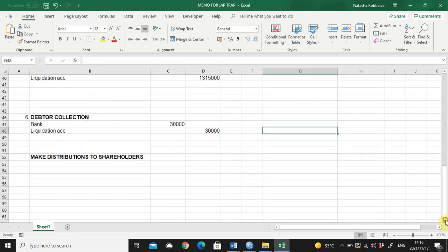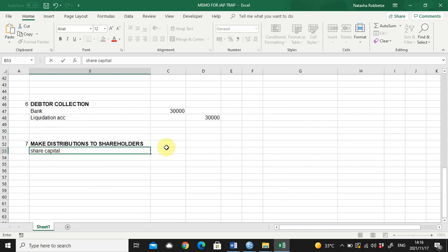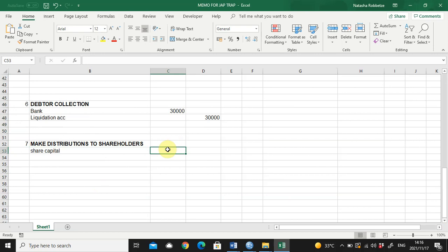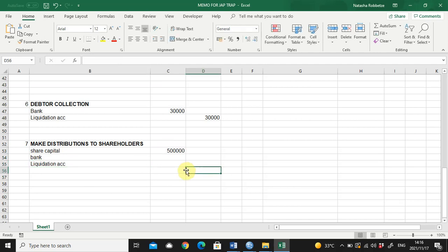Right, then we are on our final step, step number 7. Here we need to make distributions to the shareholders. The first thing we're going to do is close off our share capital account, and that amount was given to us in the trial balance as a credit amount of 500,000. So now we will debit it. We know we have to close our bank account, and we need to use the liquidation account as a balancing figure. So let's see what's happening with the bank account.